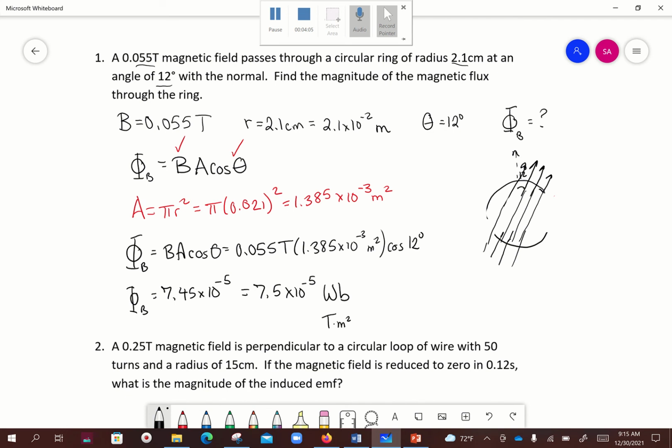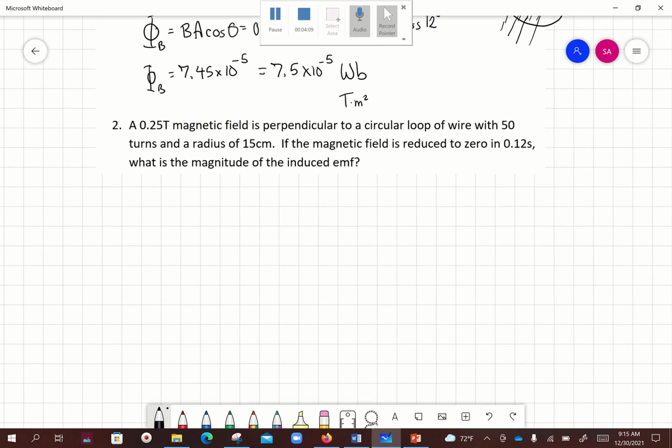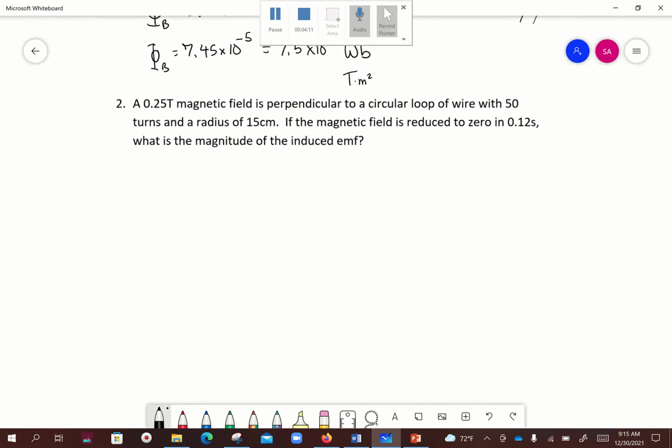Okay, so that one was pretty much just plug and chug. All we had to do was find the area. Let's do another one now involving induced EMF. So the induced EMF, remember, is equal to minus, that just gives the direction, the number of turns times the rate of change, so the change of the magnetic flux divided by the change in time. So let's see what we've got here.